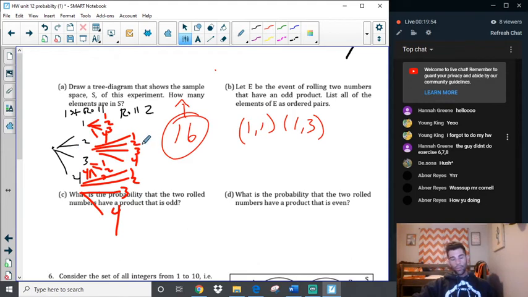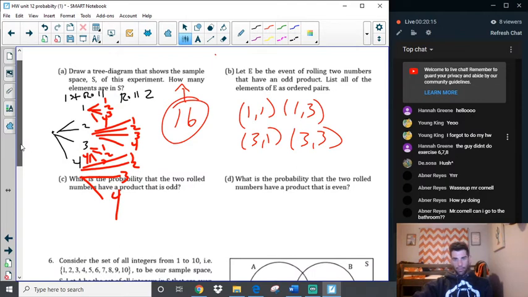2 times 1, 2 times 2, 2 times 3, 2 times 4, all even. 3 times 1, 3 times 2, 3 times 3, and 3 times 4. So there you go. 4 times 1, 2, 3, and 4 are all even. So these are all of the elements that would have a product of being odd. Okay, so that's how you do that one.